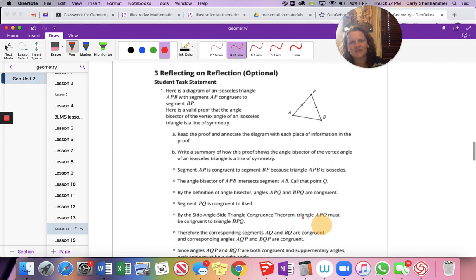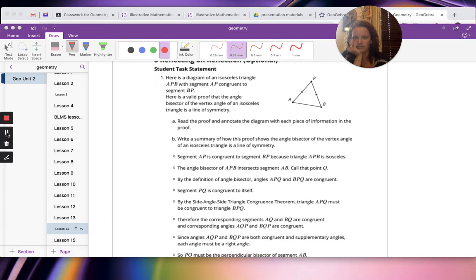Task 3, reflecting on reflection. Okay, pause for a second. I'm going to read this because it says it's optional. I want to make sure we need to do it or not. All right, this one says that I have an isosceles triangle, segment AP congruent to BP. Here's a valid proof. Read the proof and annotate the diagram. So let's go ahead and do this. I'm not going to do part B where it says write a summary of how this proof shows the angle bisector of the vertex angle of an isosceles triangle is a line of symmetry.